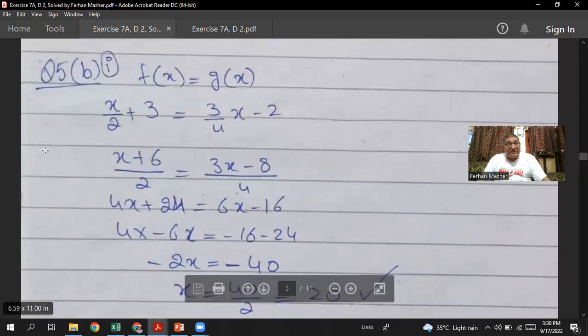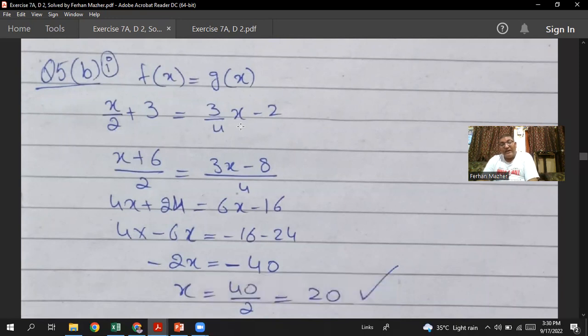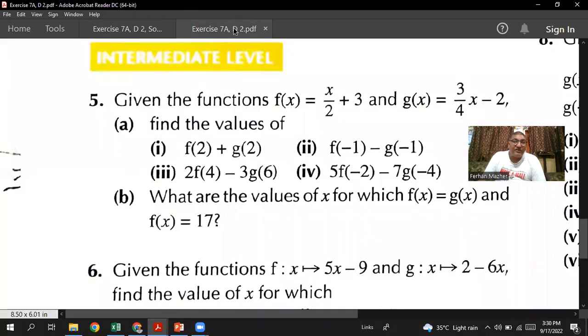So we will take the LCM on this left side. So your LCM will be 2. So you will have x plus 6 divided by 2 equals to. Here I will take the LCM. The LCM will be 4. So you will have 3x minus 8 divided by 4. So we will cross multiply here. So you will have 4x plus 24 equals to 6x minus 16. So bring the terms which have x on the same side. So you will have 4x minus 6x equals to minus 16 minus 24. So you will have minus 2x equals to minus 40. Minus minus will be cancelled. So x will be equals to 40 divided by 2, and x will be equals to 20. So this is how you do the question number 5b's first portion.